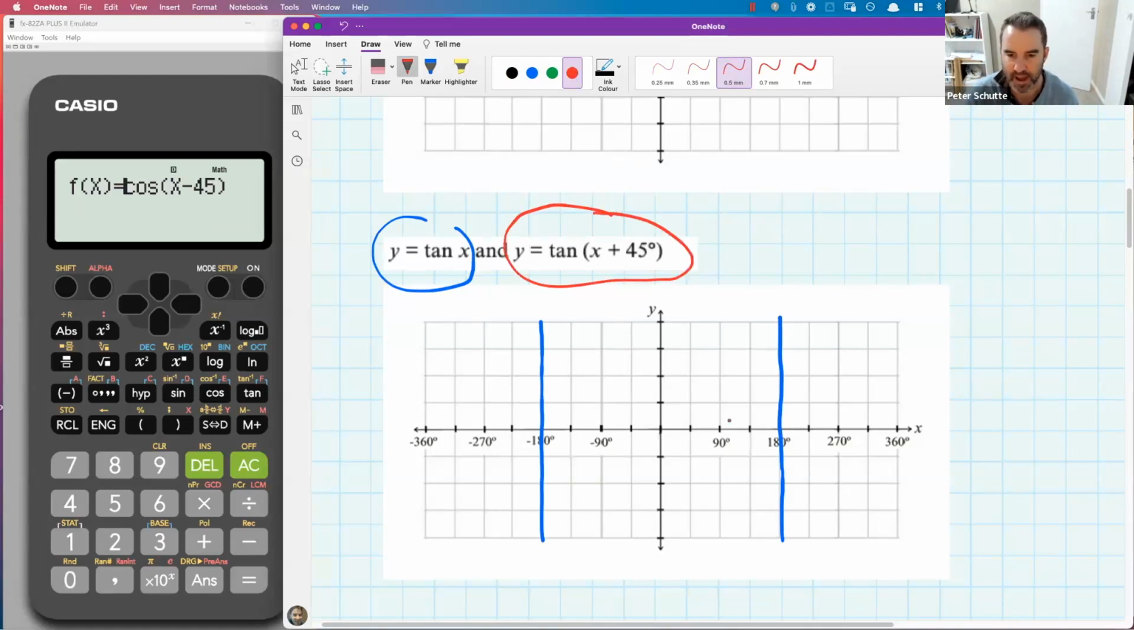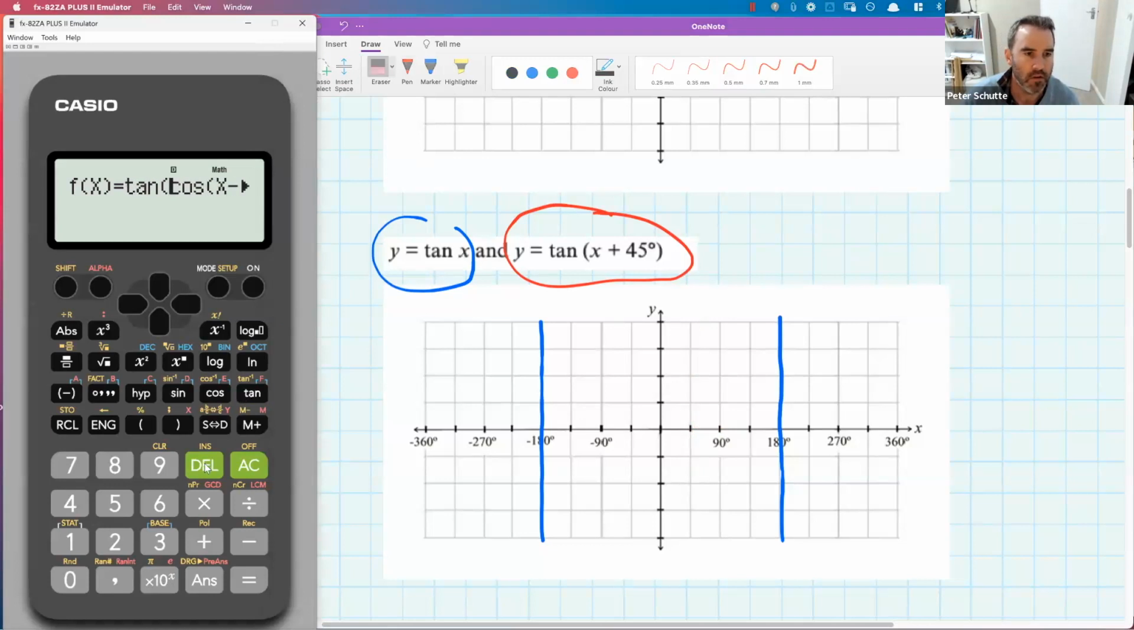Now, some of you may have some predictions. I predict that actually there's going to be an asymptote here. But I want to see it on my calculator first, and it gets a bit confusing. But I'm predicting there will be one there, and there'll be one at 90. But let's draw it first. So, tan.